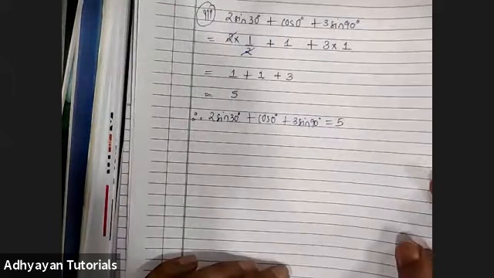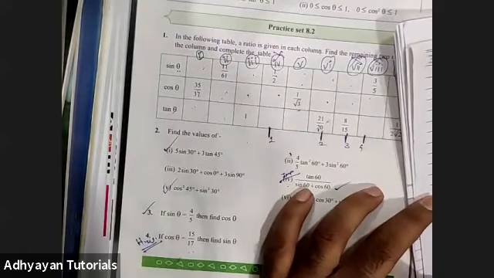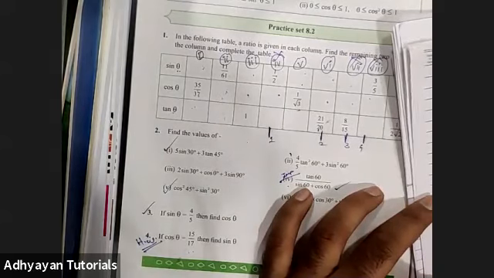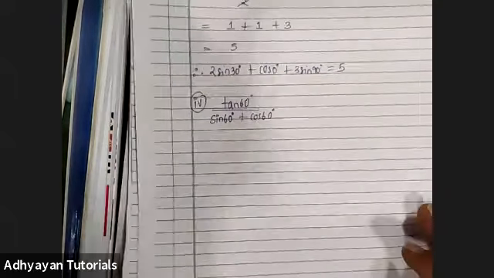Okay, so we move on to the next sub question. I'll be keeping it here only, don't worry. Let me copy the fourth sub question first. And the fourth sub question, children, is an important one. It is tan 60 upon sine 60 plus cos 60 degree. Right? So this is the question.